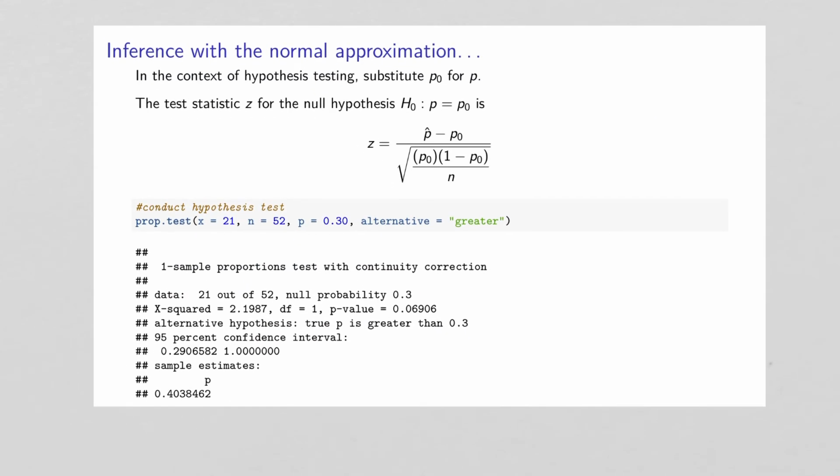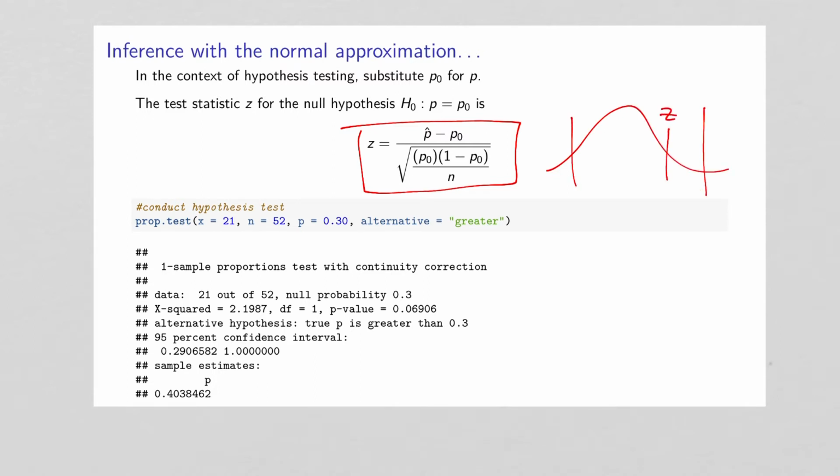In the context of hypothesis testing, substitute p0 for p, and you get the Z. Then you ask yourself, whatever Z I got, is it within negative 1.96 and positive 1.96, or is it outside? And if it's outside, reject the null. But if it's inside, fail to reject the null.